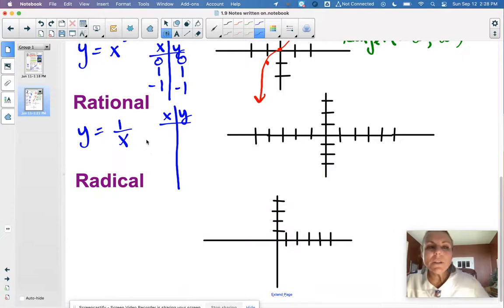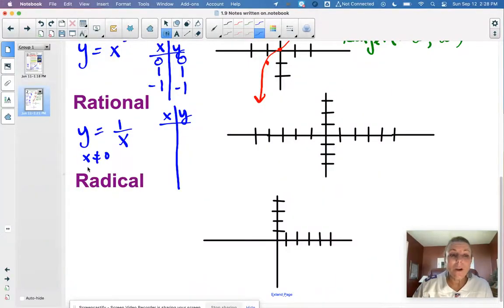So here's a little problem. (0, 0) is not going to work, because if I plug 0 in for x, I'm dividing by 0, and that's undefined. So x cannot equal 0, and also y will never equal 0, because 1 divided by whatever will never give me 0. What we just created are two asymptotes.